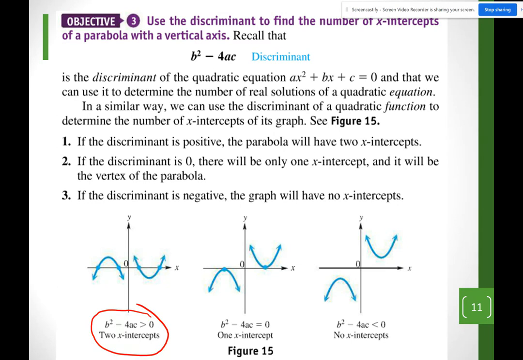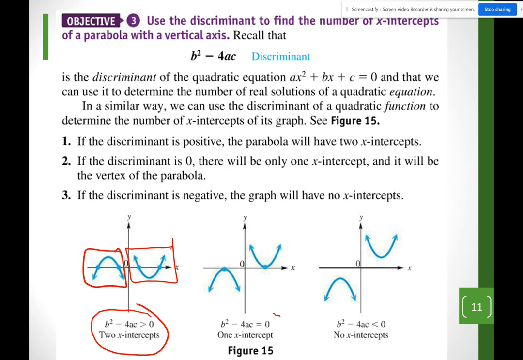All right, for example, my discriminant was 49. If I was to ask you, what's the square root of 49? You could think, positive 7, negative 7. So it has 2 possible values. So I'm going to be able to cross the x-axis twice. If it's up and down, this is how the graph might look. If it's up and up, this is how the graph might look. Either case, you're crossing the x-axis twice.